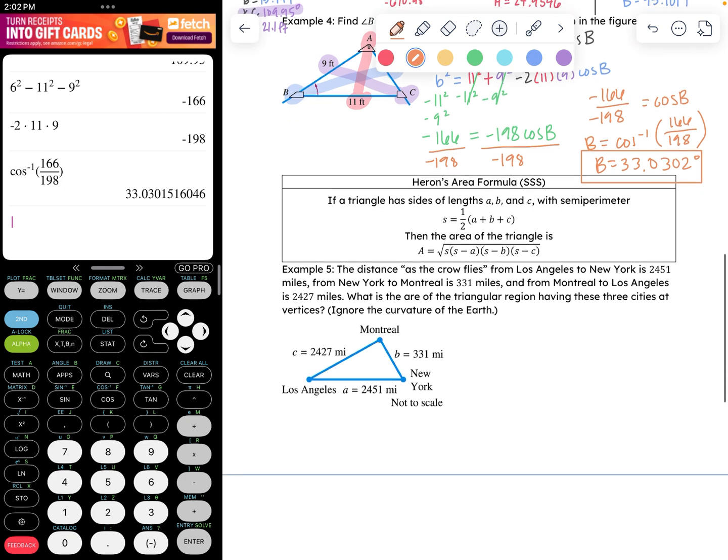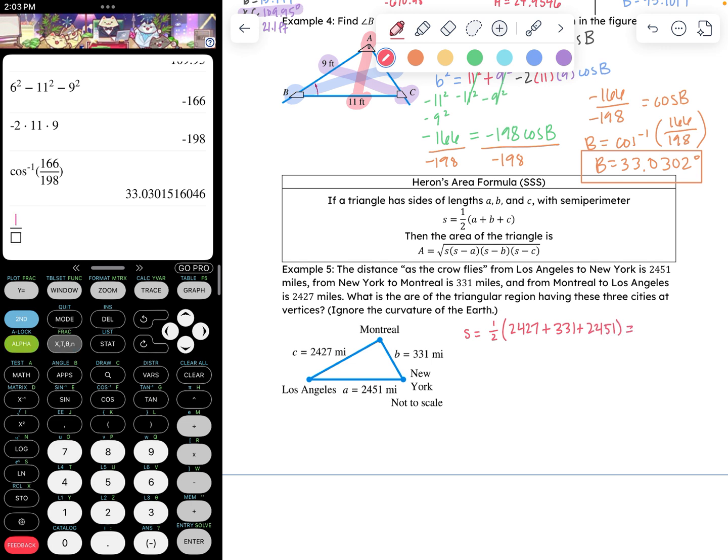It says the distance as the crow flies from LA to New York is 2,451 miles. From New York to Montreal is 331 miles. And from Montreal to LA is 2,427 miles. What is the area of the triangular region having these three cities as vertices? Ignore the curvature of the Earth. So let's start by finding the semi-perimeter. So I'm going to do 1/2 times 2,427 plus 331 plus 2,451.